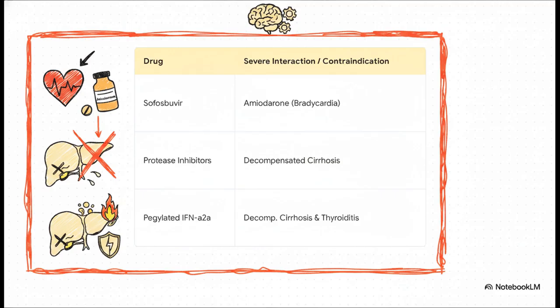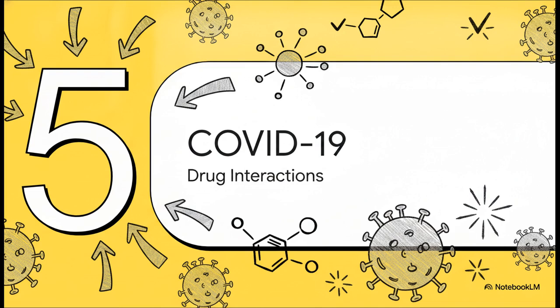Finally, if you're looking at older therapies like pegylated interferon, you have to watch out for decompensated cirrhosis as well, but also autoimmune thyroiditis. Interferon can just wreck the thyroid. Seriously, commit these interactions to memory. Finally, Section 5. COVID-19 Crucial Drug Interactions.